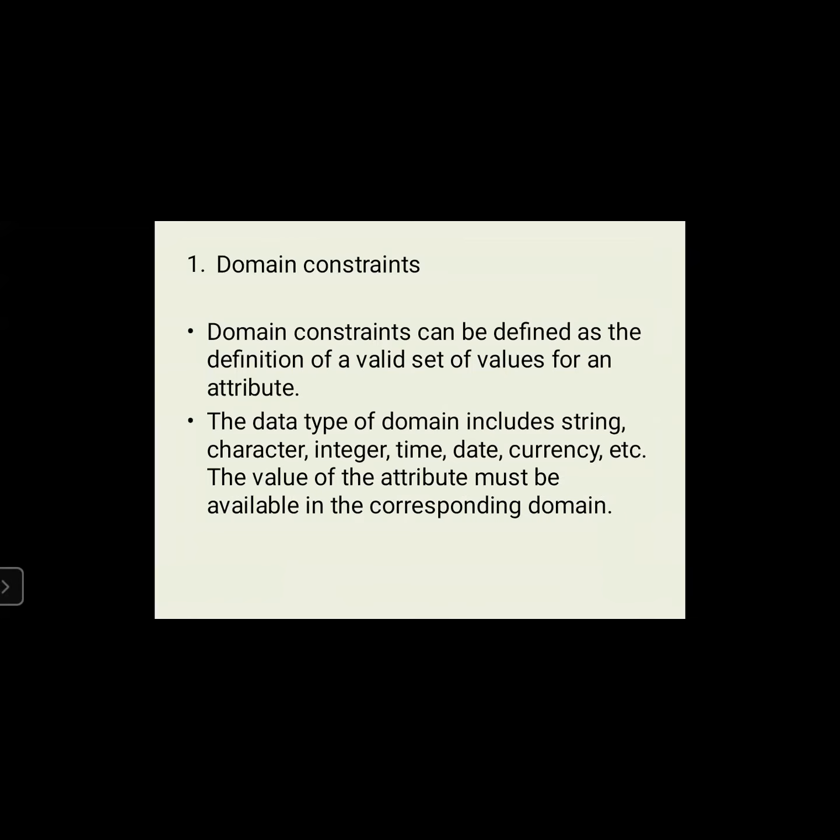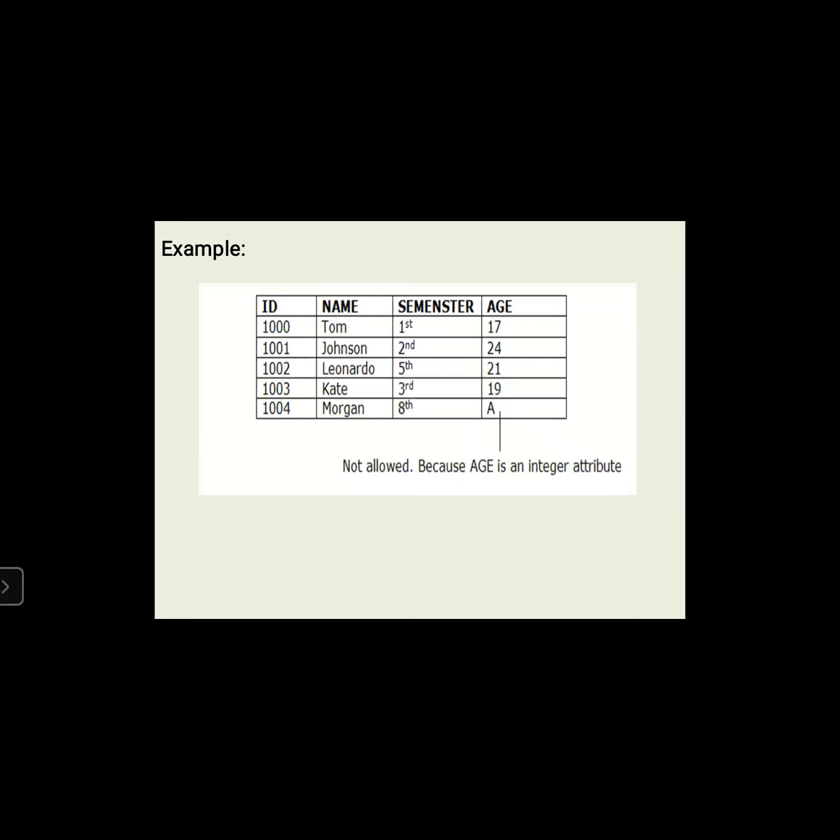Here we set the condition. Constraint means nothing but a condition. That condition is set for the particular domain. For example, if you observe here, the age is A, which is actually a character data type. But if during the creation of the table we used a numerical data type like int, that is not allowed, because age is an integer attribute.